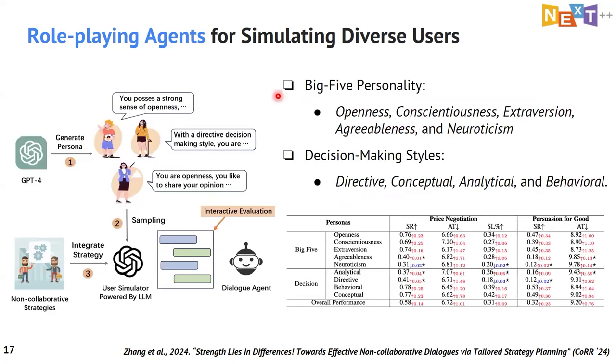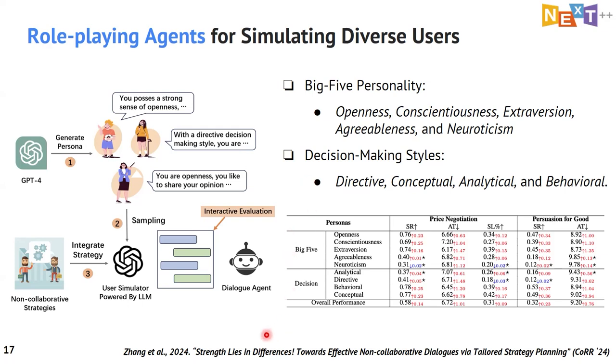So in this recent paper, which was just released on arXiv maybe 2 months ago, the authors proposed to use the Big Five personality and different decision-making styles to simulate diverse users during non-collaborative dialogues. So we can see that there are different kinds of personality like openness, conscientiousness, extroversion, agreeableness, and neuroticism. And also different decision-making styles like directive, conceptual, analytical, and behavioral.